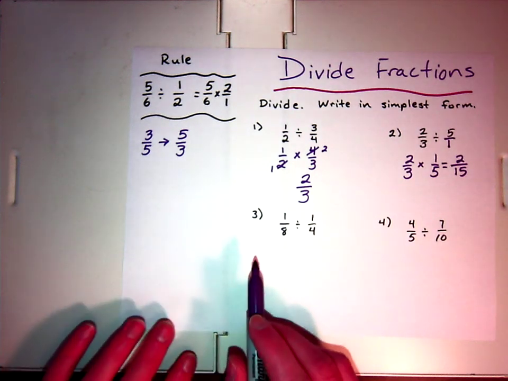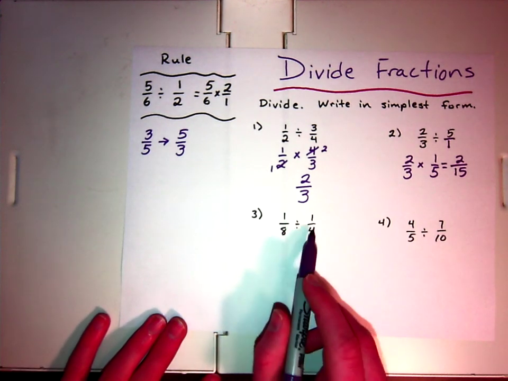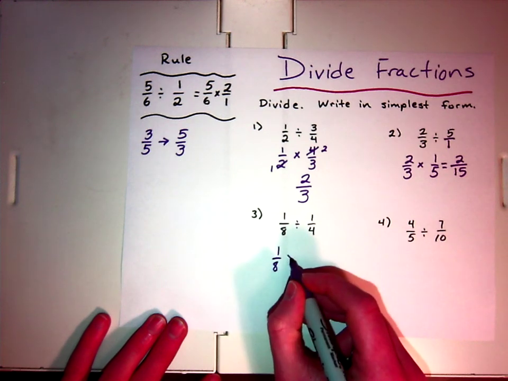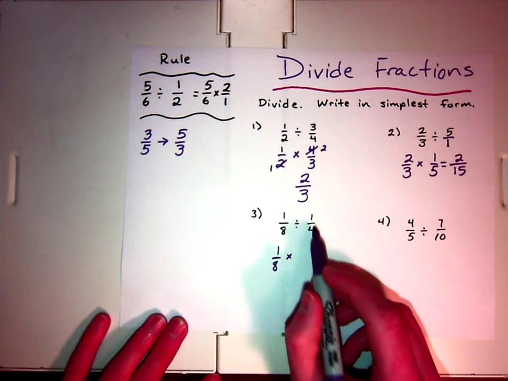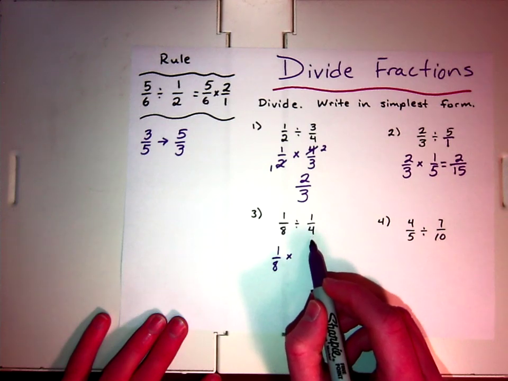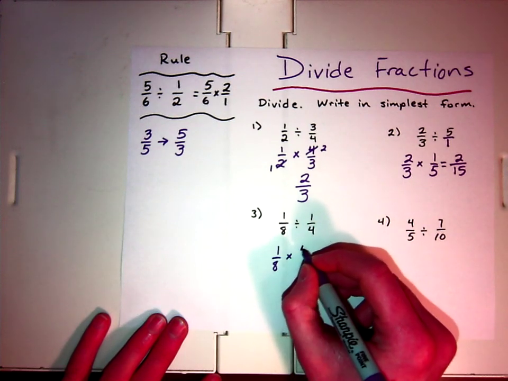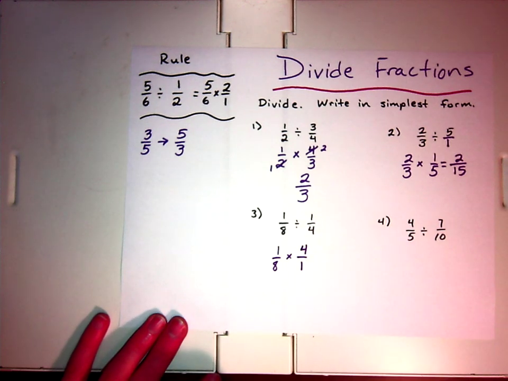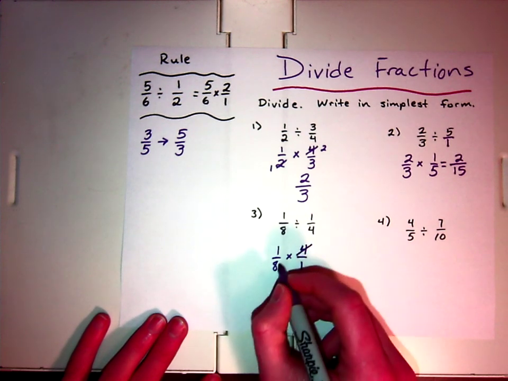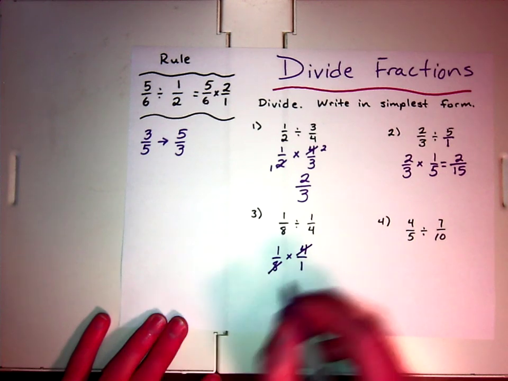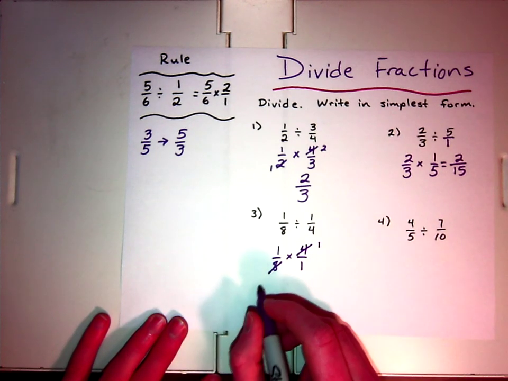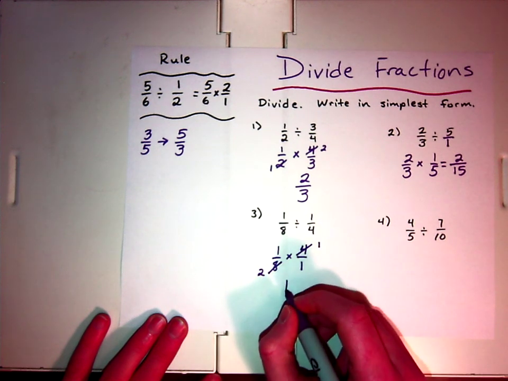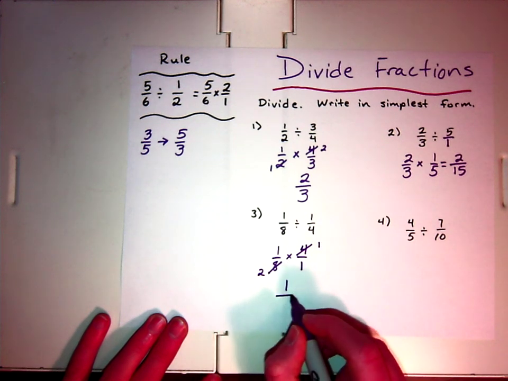Number 3. Here I've got 1/8 divided by 1/4. Well, 1/8 is my dividend, so it remains the same. It turns into a multiplication problem. 1 over 4, I need to find the reciprocal because that's my divisor. The reciprocal of 1 over 4 is 4 over 1. Are there common factors? Yes, there are. 4 and 8 have a common factor of 4. 4 goes into 4 once, 4 goes into 8 twice. I get 1 times 1 is 1, 2 times 1 is 2.